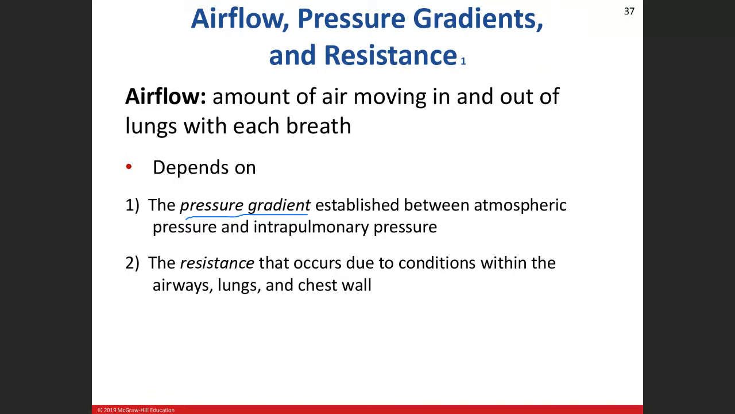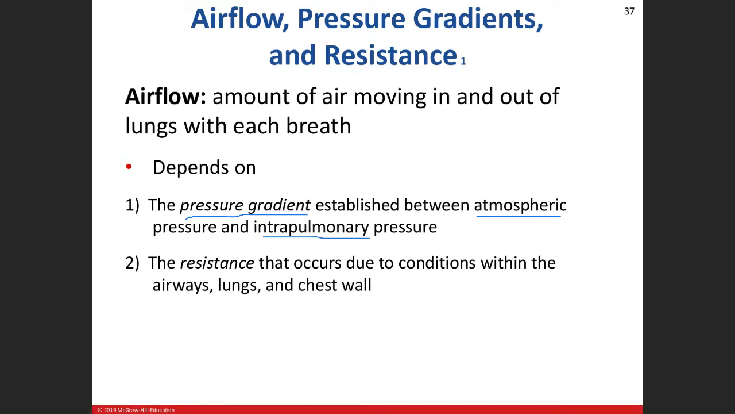So we're going to be dealing with a pressure gradient here. Our two points are, first, the atmospheric pressure outside of our body, and then the pressure inside of our body, the intrapulmonary pressure. So those are going to be our two places. And then when we're talking about flow, we also have to deal with resistance. This is going to include the airways, so everything, including your nasal cavity, nasopharynx, oral cavity, the oropharynx, all the way down through the trachea, through the bronchioles, the lungs themselves, those tissues, the alveoli, and the chest wall.